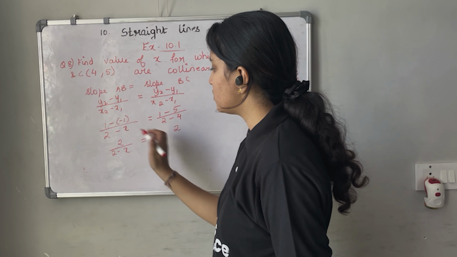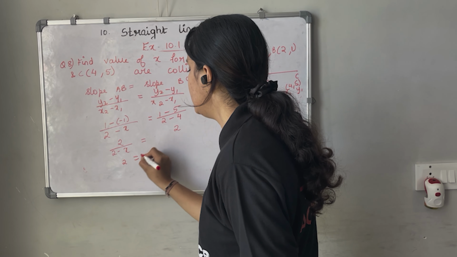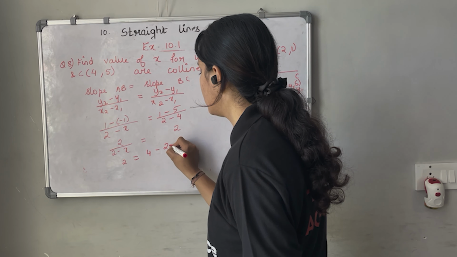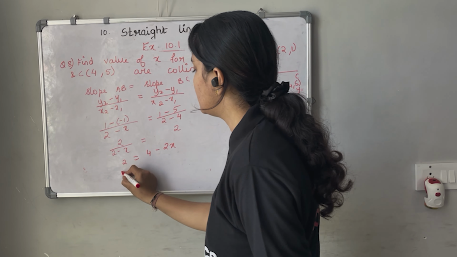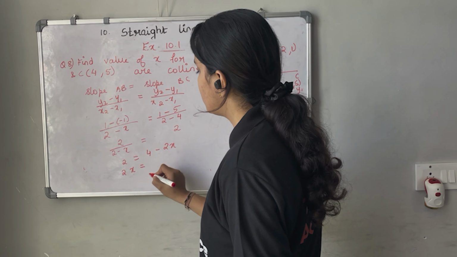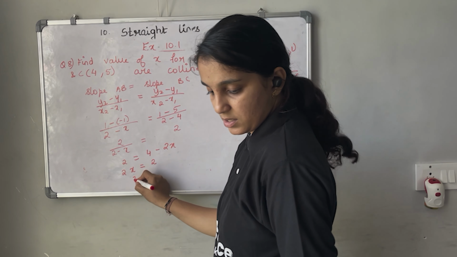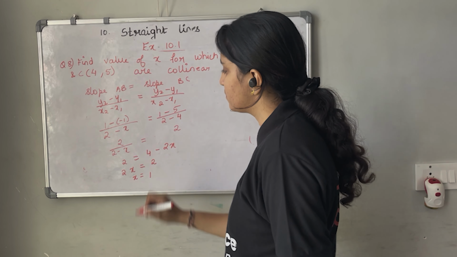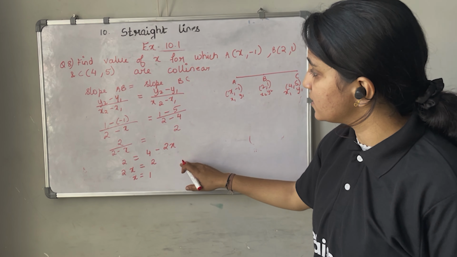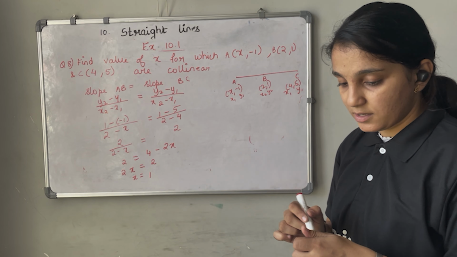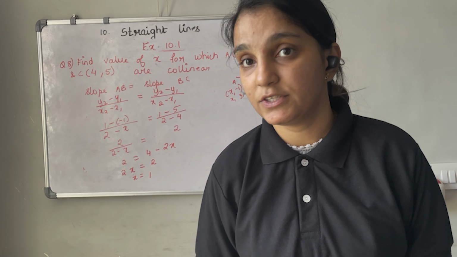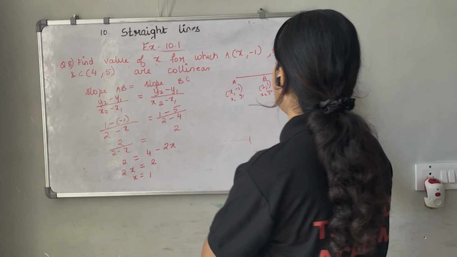Now let us cross multiply. 2 will be 4 minus 2x. If I shift this here, that will be 2x equal to 4 minus 2, which is 2, so x will be 1. We got the answer x equal to 1. And the last problem which we will solve is question 10.